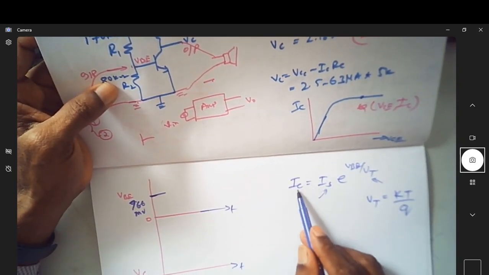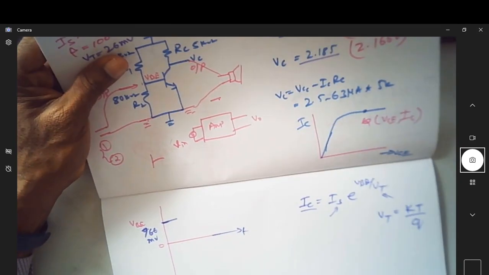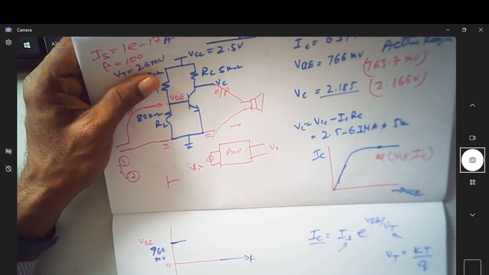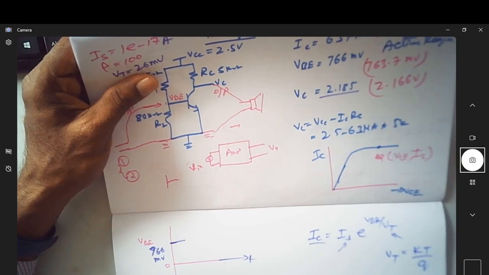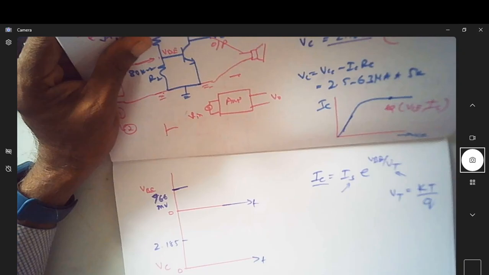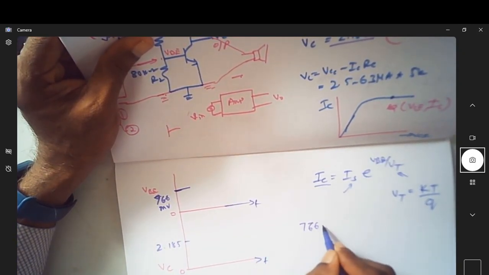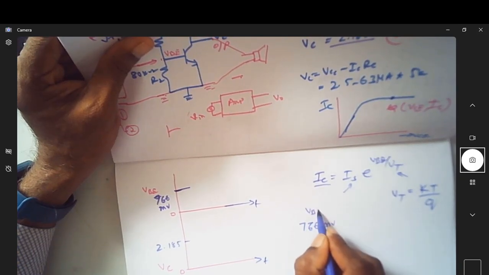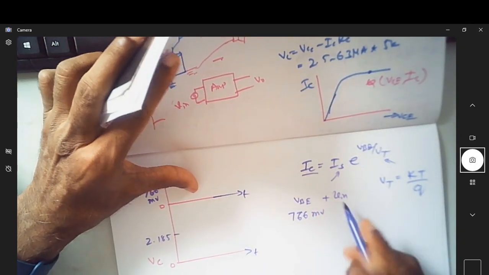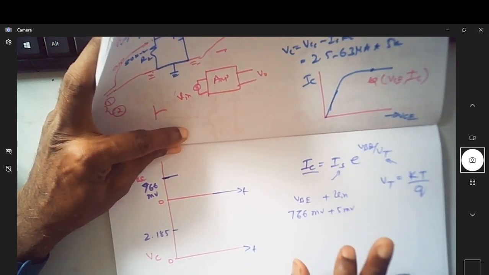Corresponding to this IC, do you have a corresponding VC here? The voltage at the collector is 2.185 volt. So this is the collector voltage, this is the emitter voltage when you don't apply any input signal. Let us assume that to this 766 millivolt VBE, I apply an input voltage. Now I am applying a very small input voltage of just 5 millivolt.